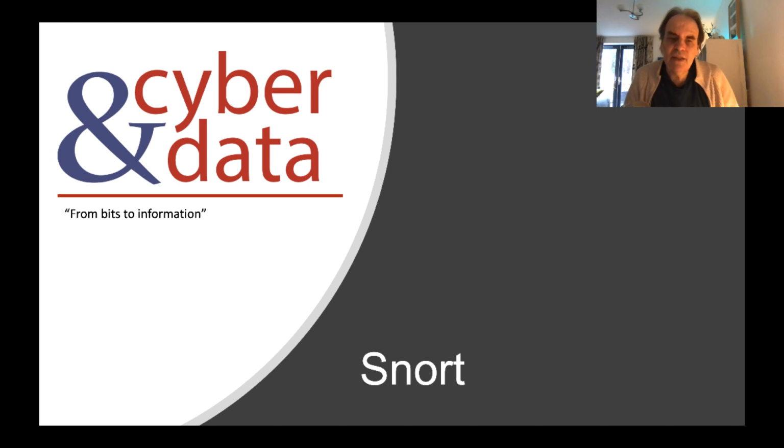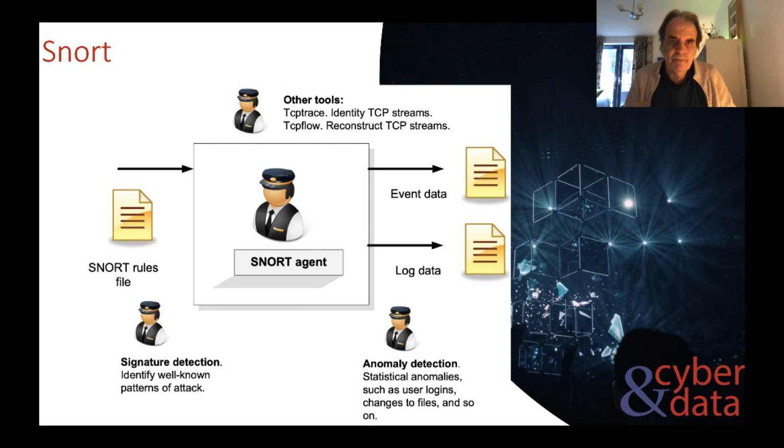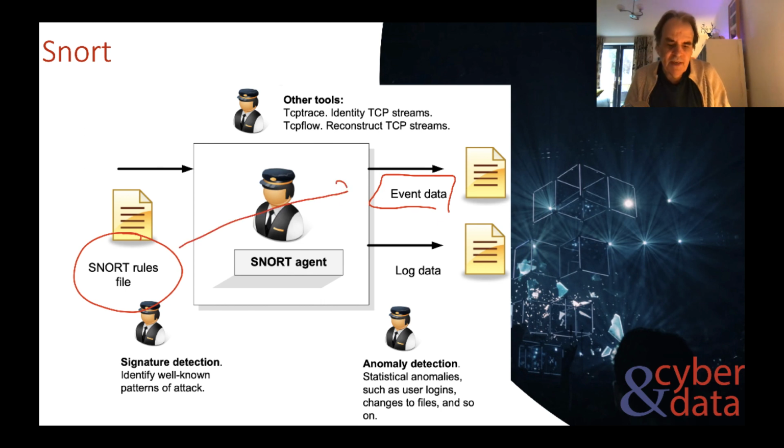So let's look at an example of an IDS, and this is an open source package called Snort. With Snort, we define a set of rules, and then it generates event data. The event data might have true intrusions, or it might have false intrusions, true positives or false positives. And we also get some log data in there too.